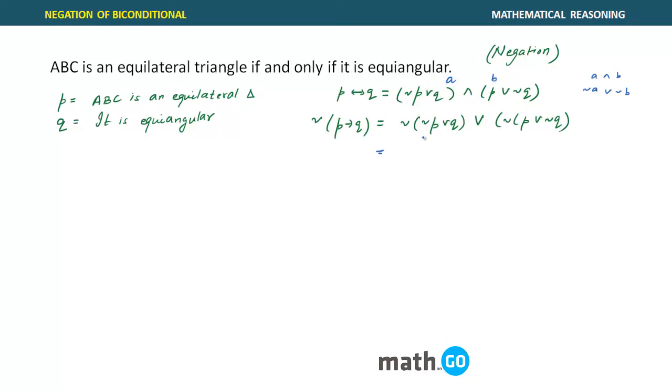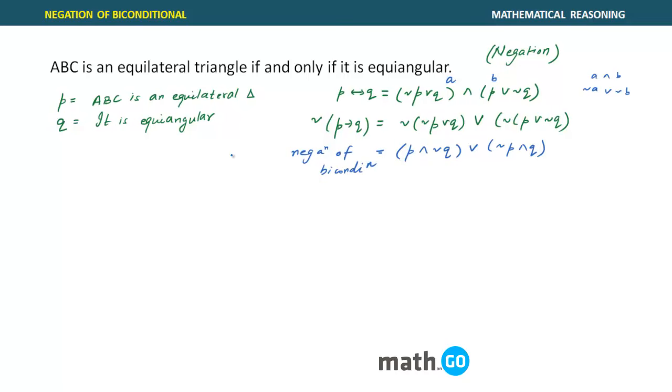So what you will obtain is P, negation of OR will be AND, negation Q. This is already OR, we have already negated it, and this will be negation P and Q. So this is the negation of bicondition.